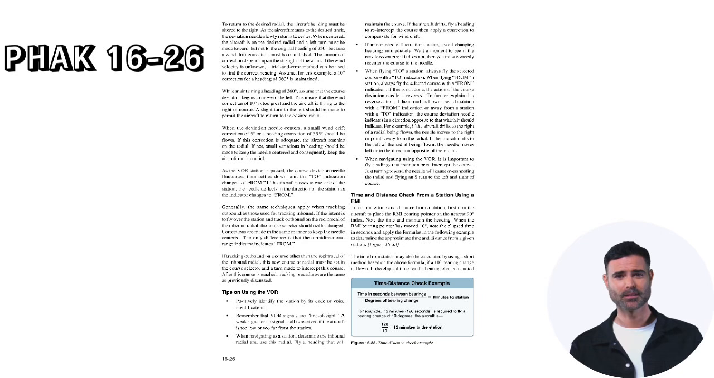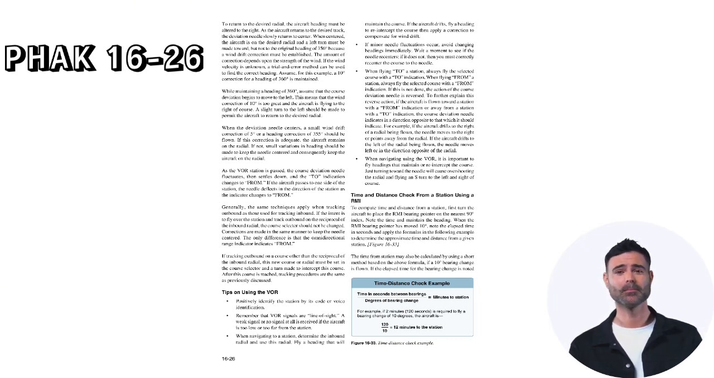should indicate. For example, if the aircraft drifts to the right of a radial being flown, the needle moves to the right or points away from the radial. If the aircraft drifts to the left of the radial being flown, the needle moves left or in the direction opposite of the radial. When navigating using the VOR, it is important to fly headings that maintain or re-intercept the course. Just turning toward the needle will cause overshooting the radial, and flying an S turn to the left and right of course.